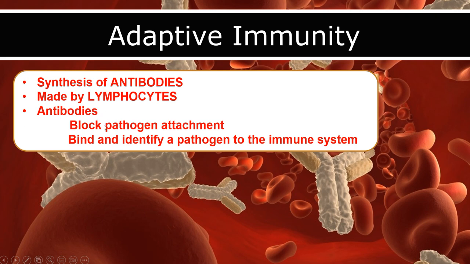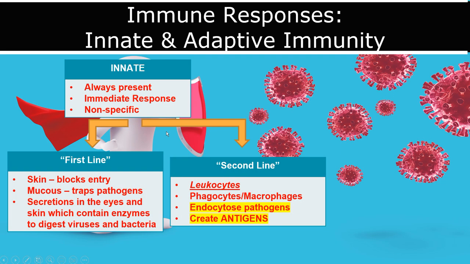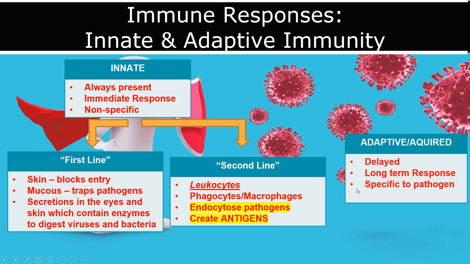Their whole job is to either block a pathogen's attachment or interfere with its function somehow, because remember, this antibody is going to be specific to an antigen, to some part of that pathogen. So it'll either block it entirely, or it will make it more visible to our immune system to say, hey, come take these pathogens out, right? So this would be the third line of defense.